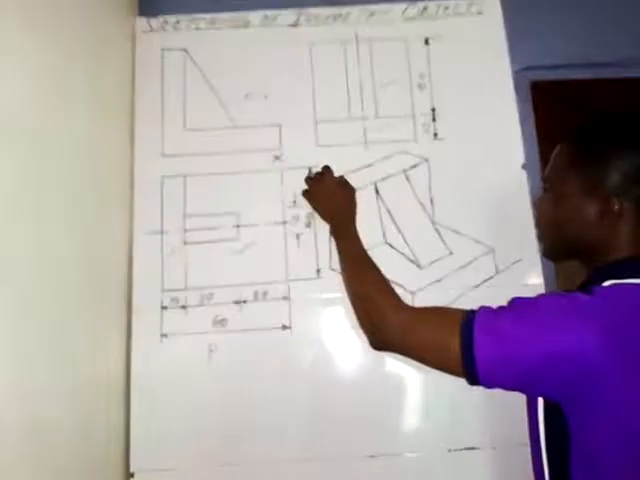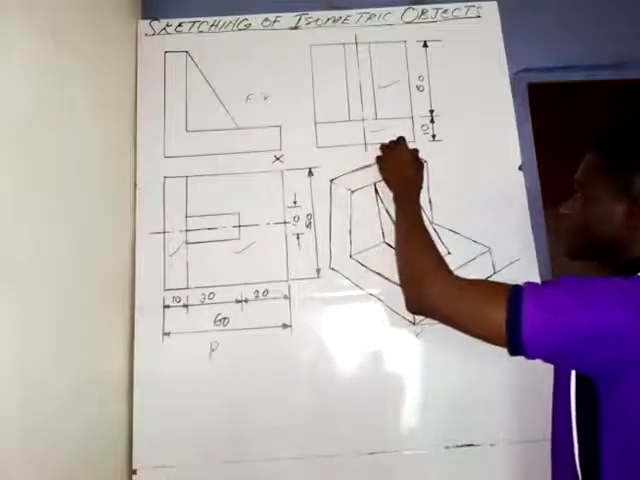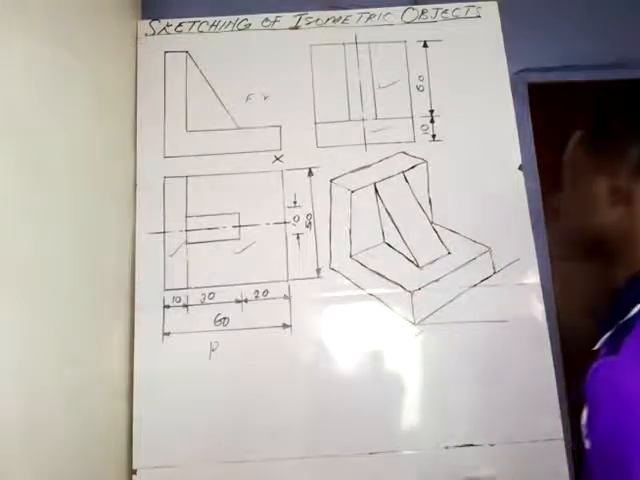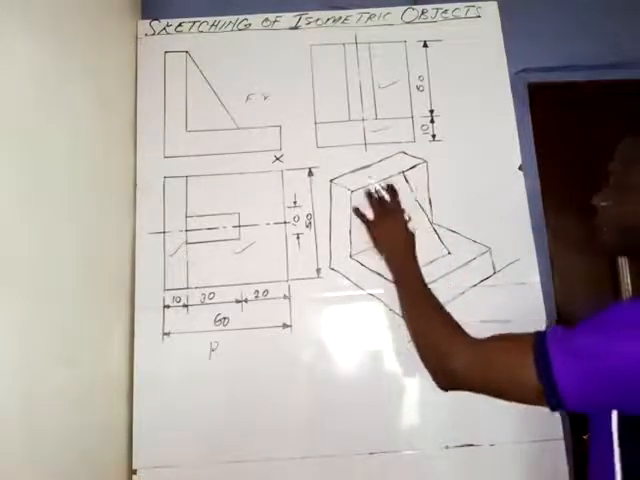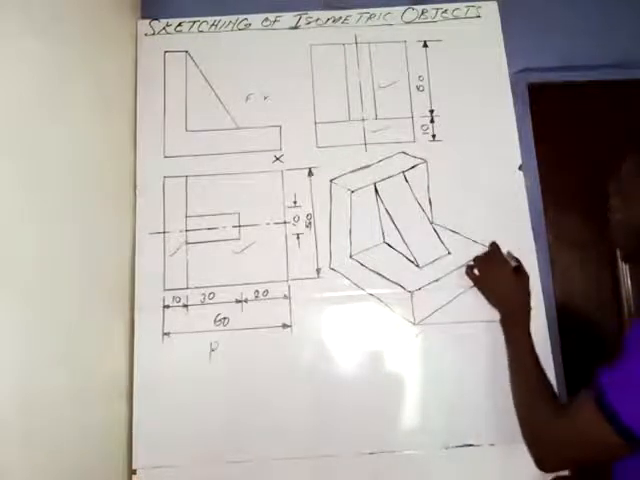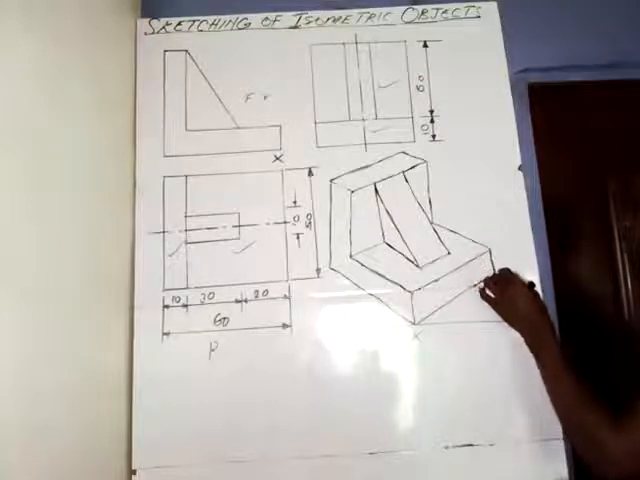You just need to practice. You need to practice, look for orthographic views of objects, and sketch them. This object here is known as a web. We call it a web in technical drawing.